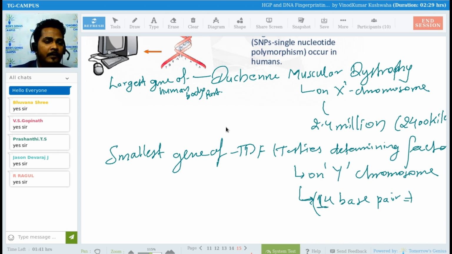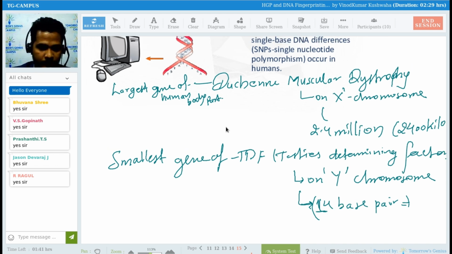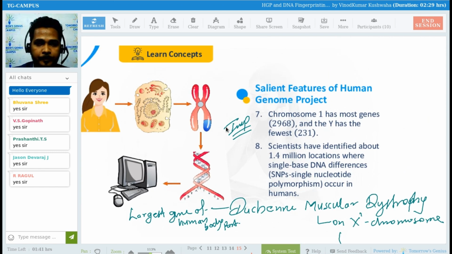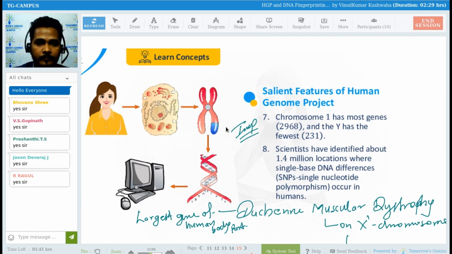Is this clear? The largest means large in size and the smallest means smaller in size of gene in the human body. Is this clear? Yes, responded fast. Okay.